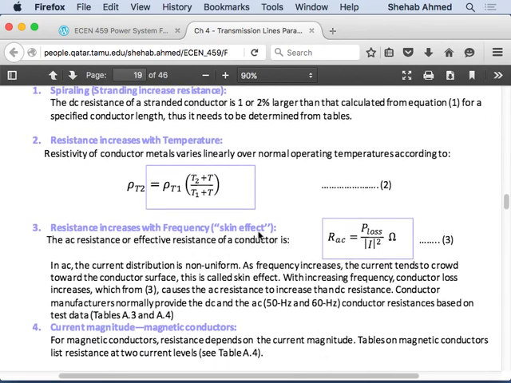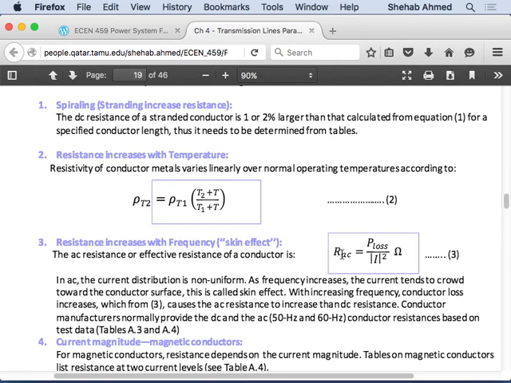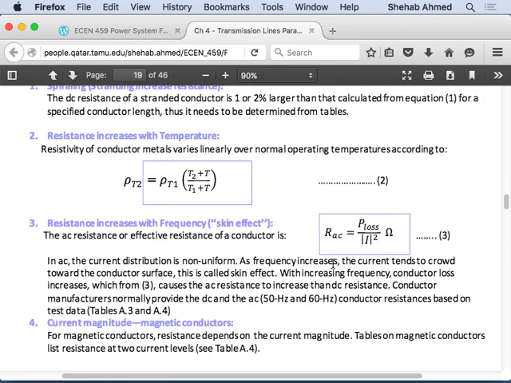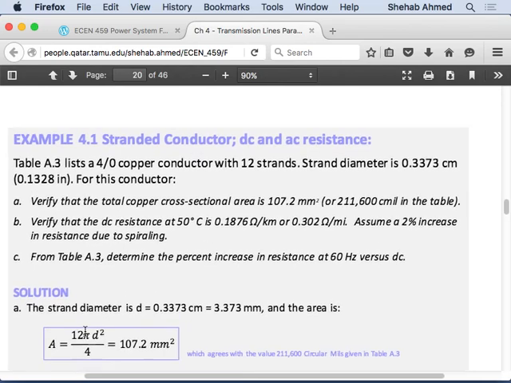Again, we talked about skin effect. The AC resistance, or effective resistance, of a conductor is a little bit higher. Of course, you can calculate that more exactly from the AC current flowing. This is the RMS value of the AC current, for example. If you know the exact losses, then from the losses and the RMS value of the AC current, you should be able to calculate the value of the resistance here. Or you extract that from the tables. We will not talk about magnetic conductors, since it's not something we are interested in.